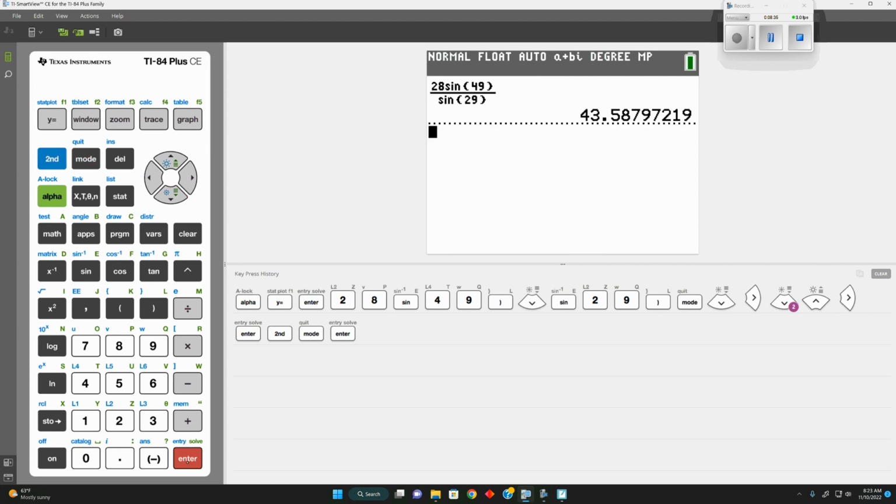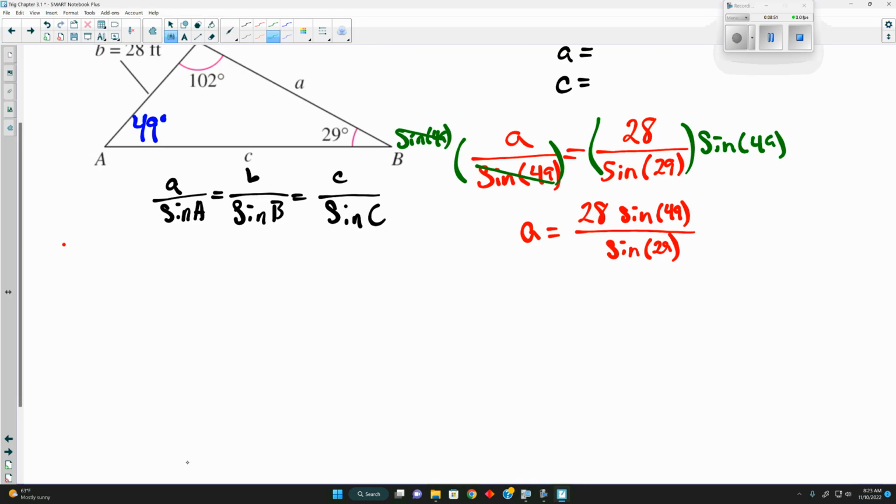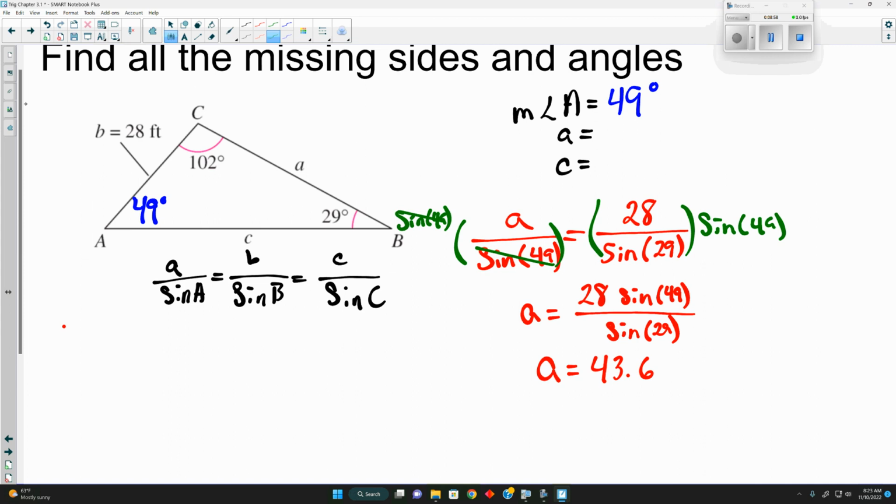Now, so if we go to the nearest tenth, it's going to be 43.6. Or if we go to the nearest hundredth, it's going to be 43.59. So we'll do the nearest tenth for this here, 43.6. So A is 43.6. Questions on this here? Questions on anything we've done so far?